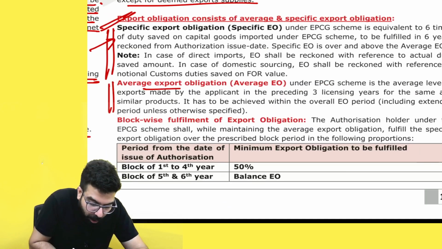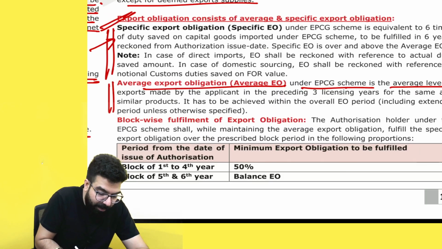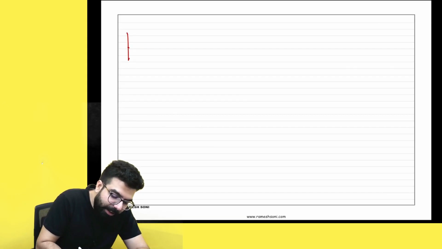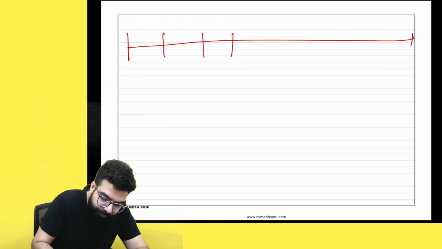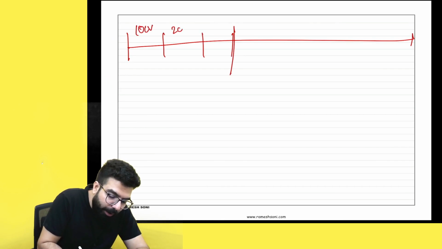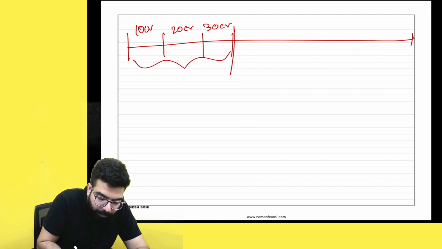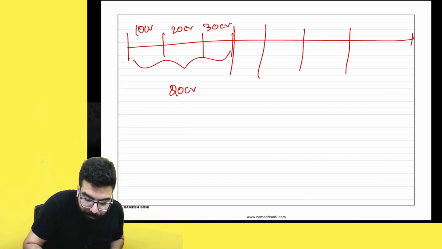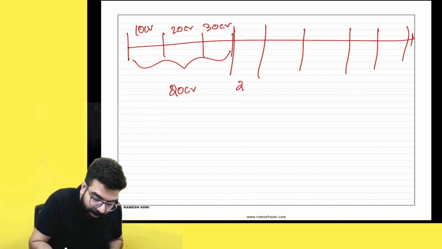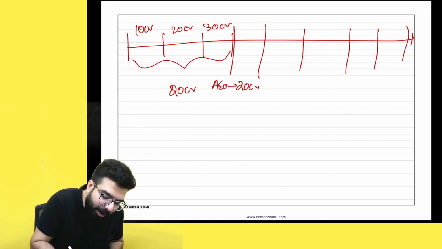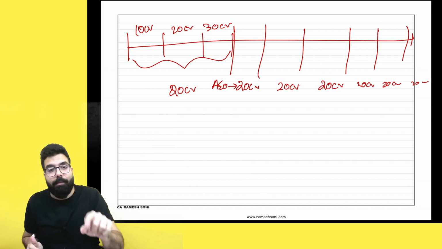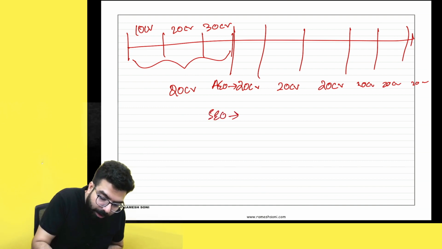See, average export obligation under the EPCG scheme is the average level of export made by an applicant in the preceding 3 license years. For example, in the preceding 3 license years, if I was earning 10 crore, 20 crore, 30 crore, can you tell me what was my average? Average I was earning 20 crore. So they are telling that over a period of the next 6 years, you must be earning 20 crore. This is your average export obligation. What you are earning, you should continue earning: 20 crore, 20 crore, 20 crore. Plus specific export obligation will be there.